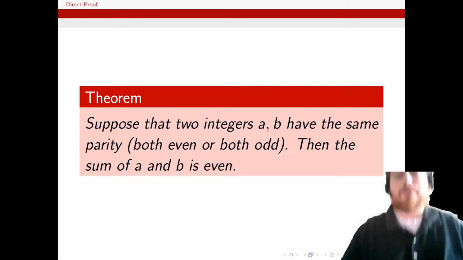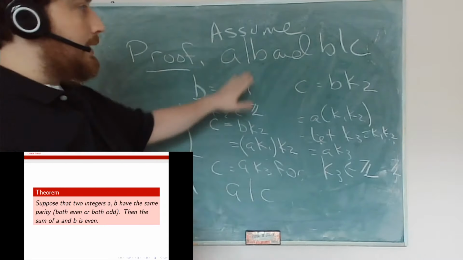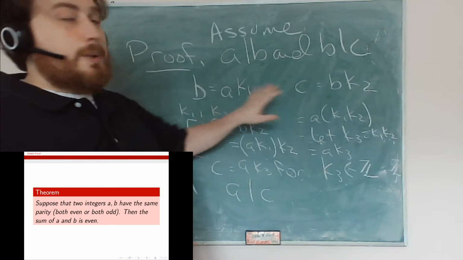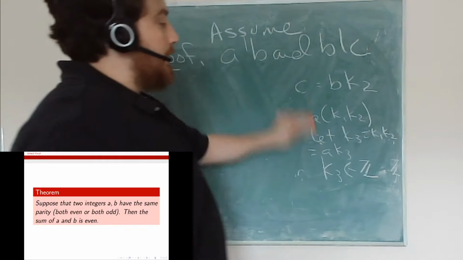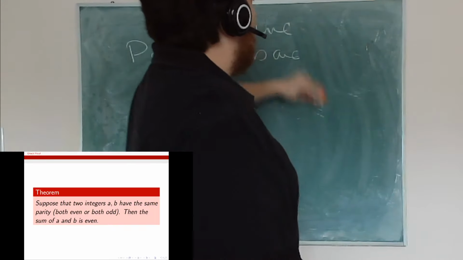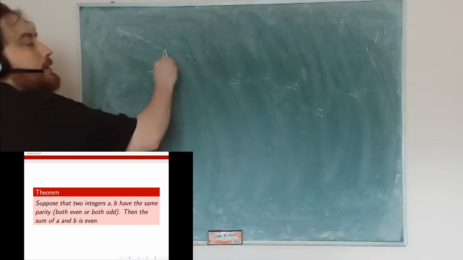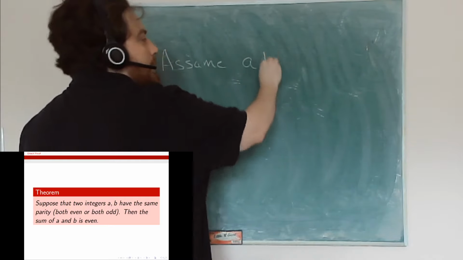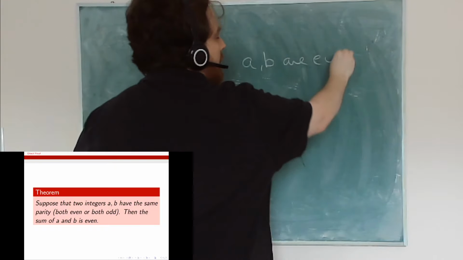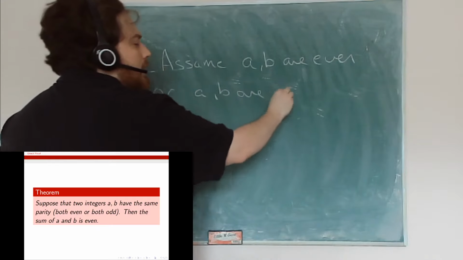Now this one's a little bit different because we are focused on an or here instead of an and. In the last one, we got to assume A divides B and B divides C, so we get both of these things at the same time. However, when we're working with this parity thing, we're going to end up with an or statement. So that is, we're going to get to assume that A and B are even, or A and B are odd.